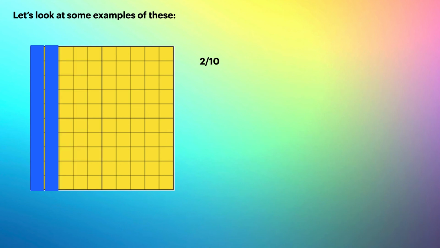Now let's look at one more. Here we have 2/10. Written as a decimal, it would be 0.2 and pronounced 2/10. But we could also see this as 20 hundredths, or 20 of those itty bitty squares, and write that as 0.20. Do you notice how these look very similar? There's just a 0 on the end. Why does that work? Well, I want to show you one more thing today.